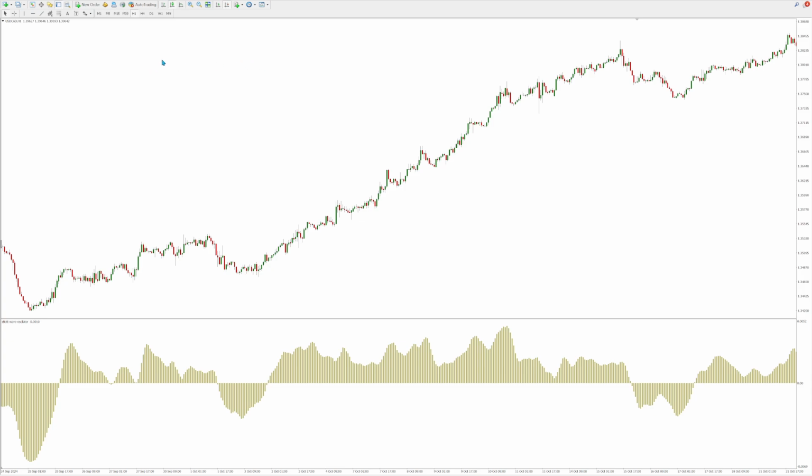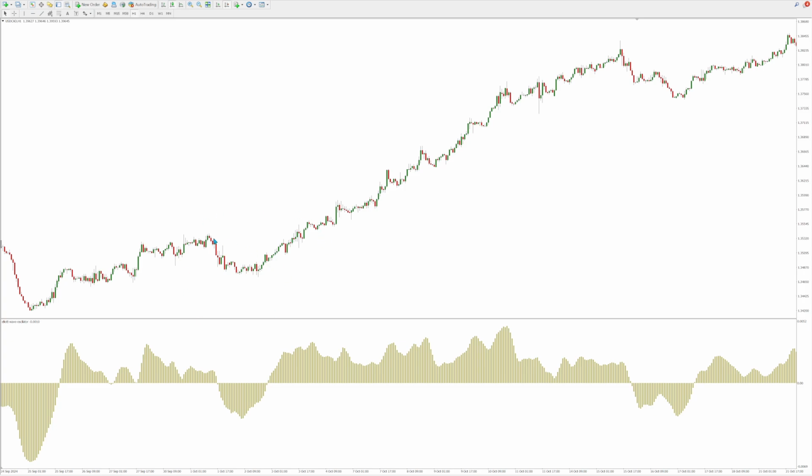So this is the MT4 MetaTrader 4 trading platform and a US dollar Canadian dollar 1 hour chart. You can use this strategy on any trading platform and any chart time frame, as well as any trading instruments, so Forex, cryptos, commodities, stocks, indices, etc.